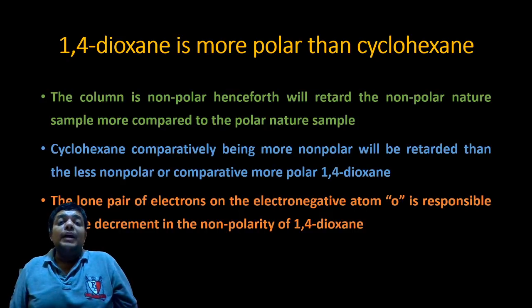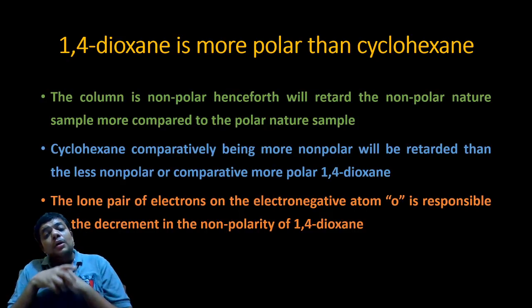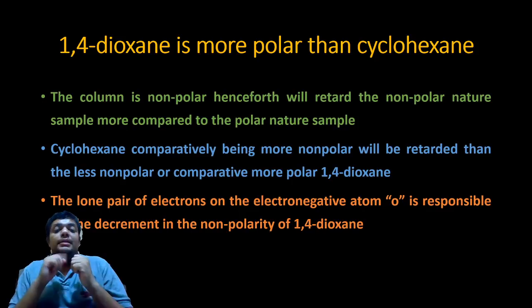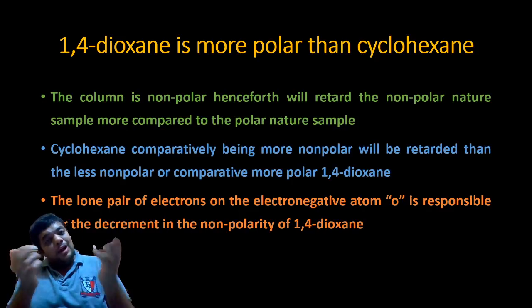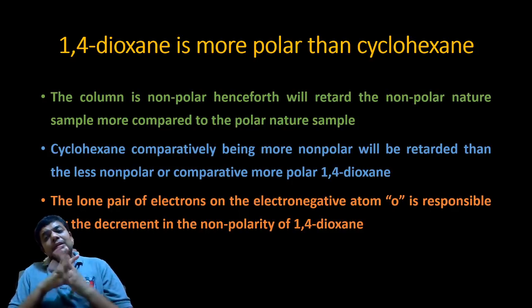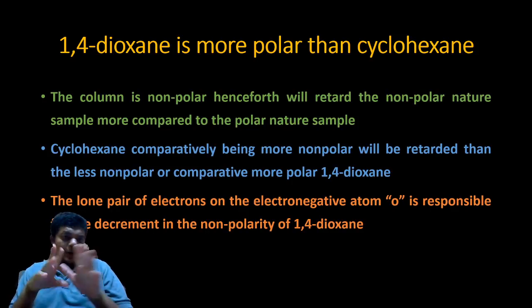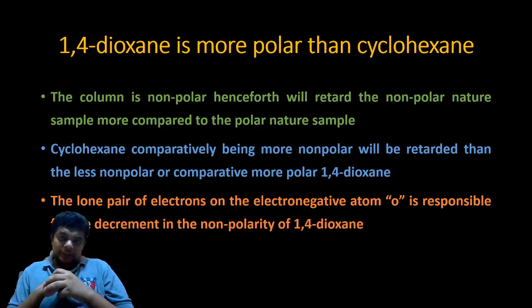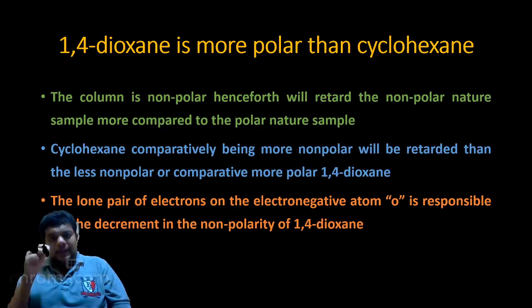The lone pair of electrons on the electronegative atom O is responsible for the decrease in the non-polarity of 1,4-dioxane. So these are a few points which will help you prove 1,4-dioxane to be more polar than cyclohexane. Friends, remember these applications very well. We have done 3 applications up till now.